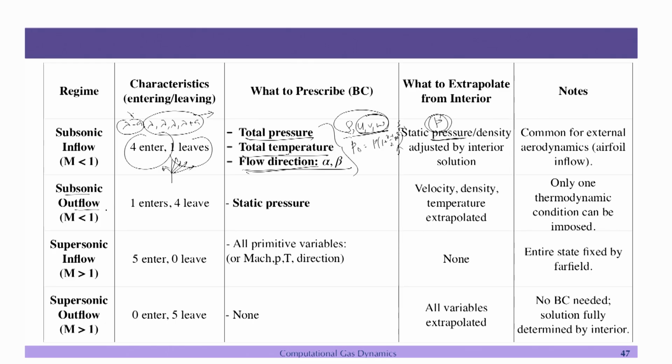In the case of subsonic outflow, 1 enters and 4 leaves. So, the same case here. 1 is coming from inside, so we give the static pressure at the boundary, and all other things are extrapolated from the interior. And for supersonic flow, it does not matter, 1D, 2D or 3D, because the information is only going in the right hand direction. So, at the inlet you have to specify everything, at the outlet you have to specify nothing.